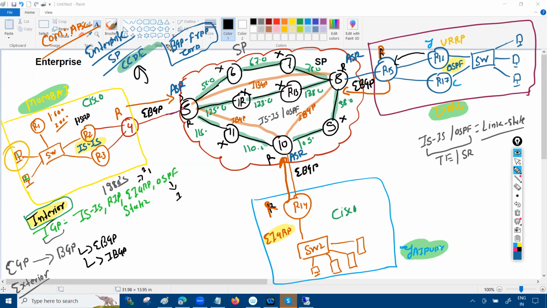But again, these are limited. But in the BGP protocol, you have a huge number of attributes. And based on the attributes, you can manipulate the path in almost 15 plus ways.